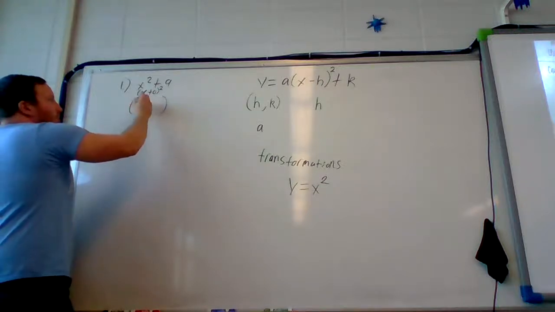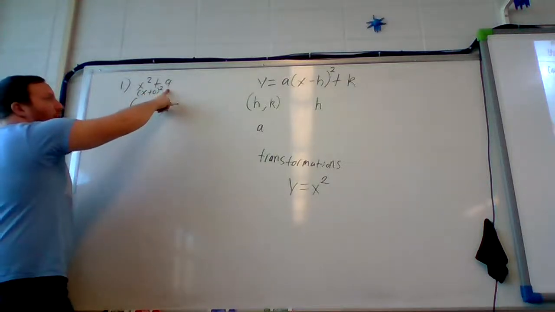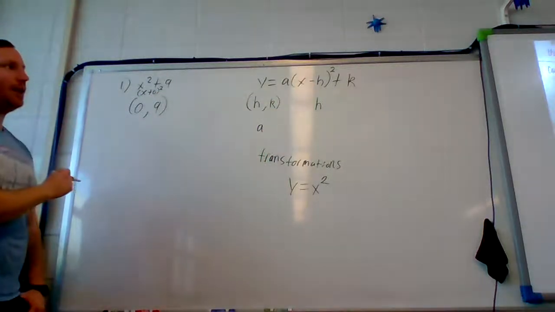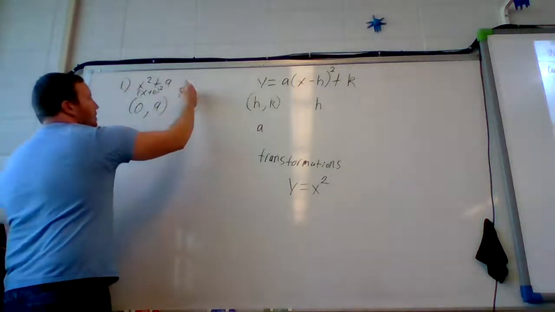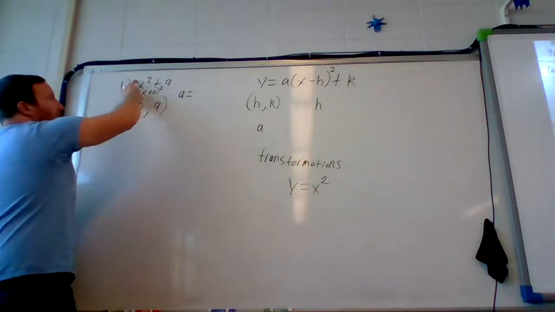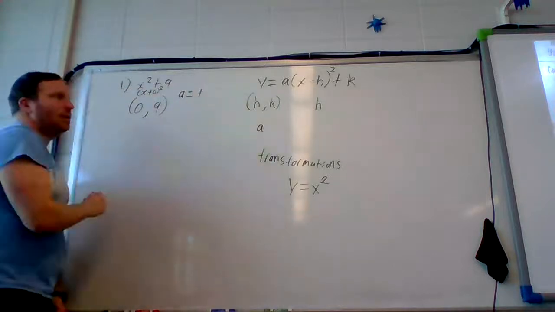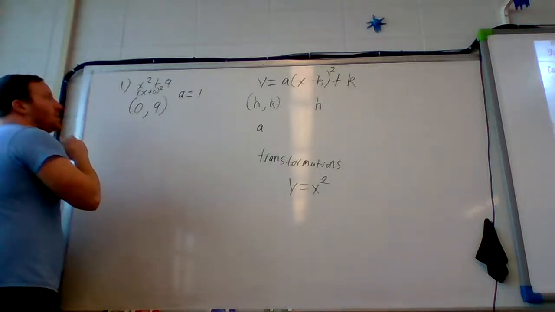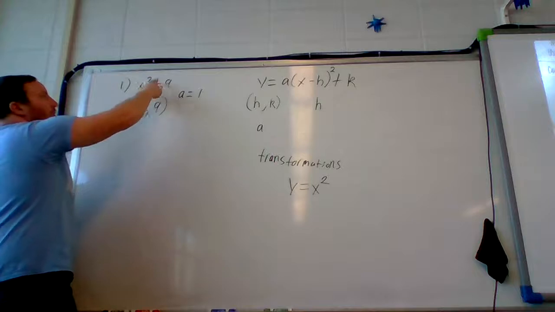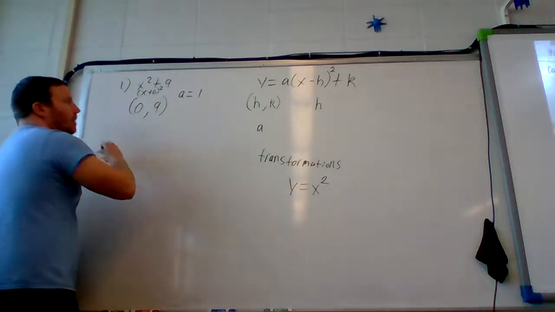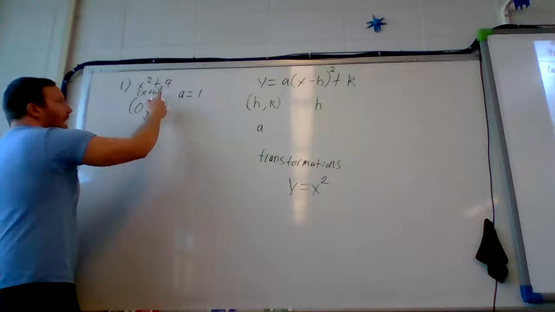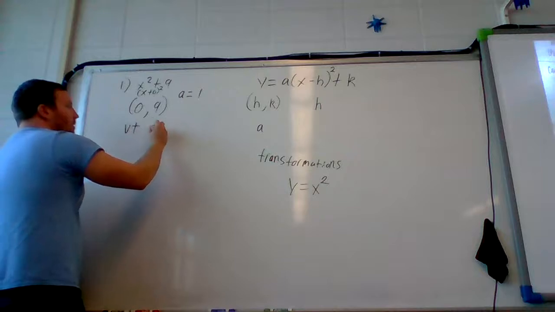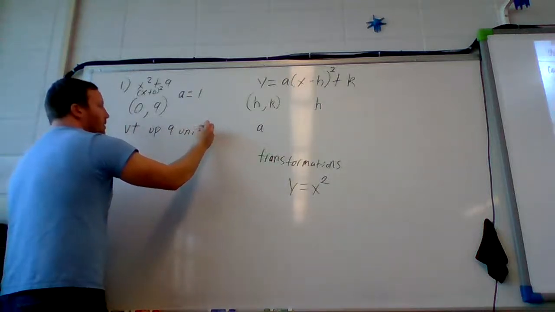So in this case, our h value is 0. Our k value on the outside is a positive 9. So our vertex is at (0, 9). Our a value is our leading coefficient, or the value in front of our x squared, which is 1, which means we are positive, and we are opening up. So in this case, the only thing that happened is we shifted our vertex off of the origin, and we shifted up 9 units. So we can say we had a vertical translation up 9 units.